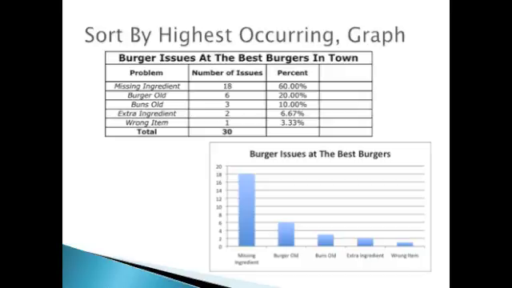Your next step is just to graph it. A simple bar graph will suffice. So you see my graph in the lower right. Your first issue on the left should be the tallest bar, and they should be descending in height. So the next bar to the right should be the second highest, and then your very last bar should be your smallest bar. So that's step one of creating a Pareto graph.